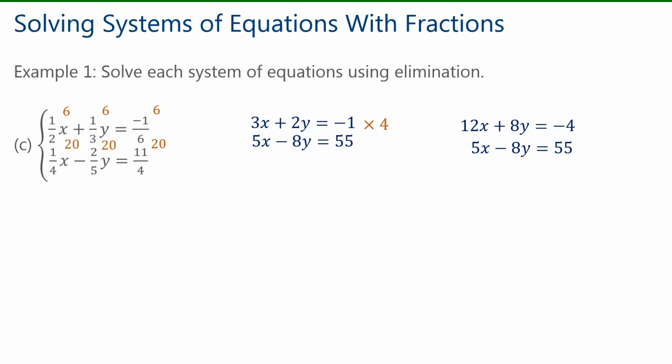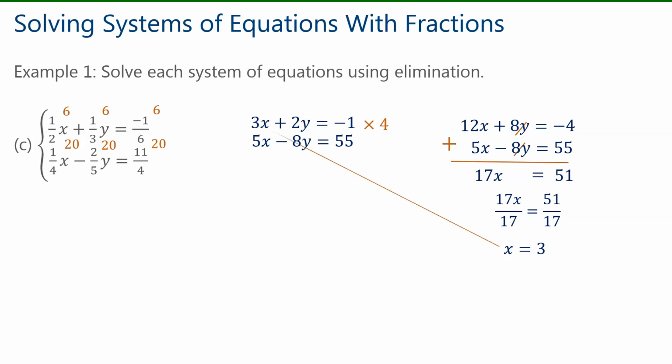Now I can eliminate the y variable by just adding the two equations together. 12x plus 5x is 17x. The y's cancel. And now negative 4 plus 55 is 51. Now I'm going to divide both sides by 17, which gives me x to be 3. Now you can replace x with 3 in the first or second equation.